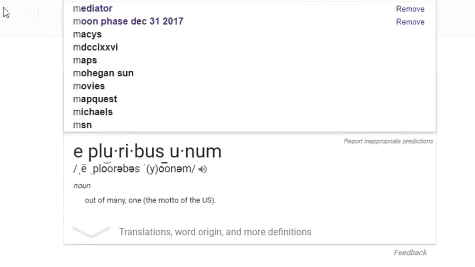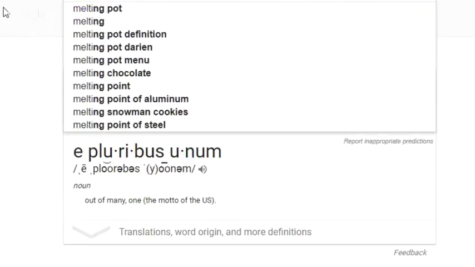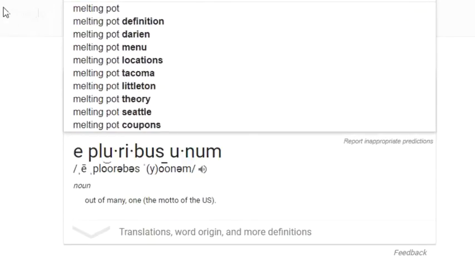And that's another term. Let's put in the term melting pot. Let's see what comes up.